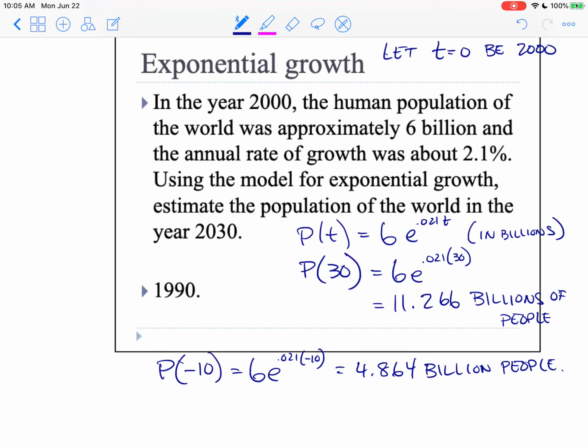So that is it for exponential functions. Next week we will talk about logarithms and solving some pretty tough exponential and logarithmic equations.